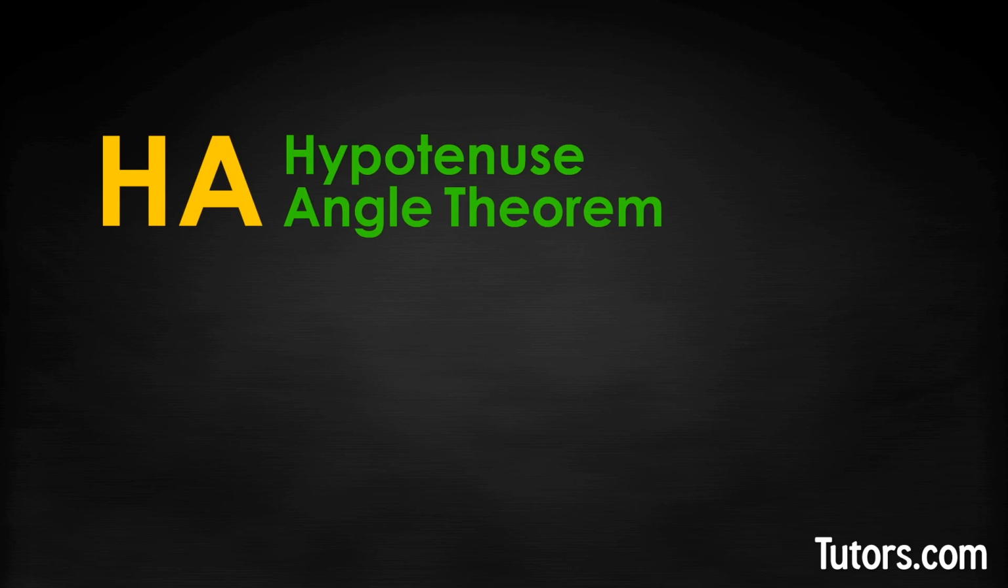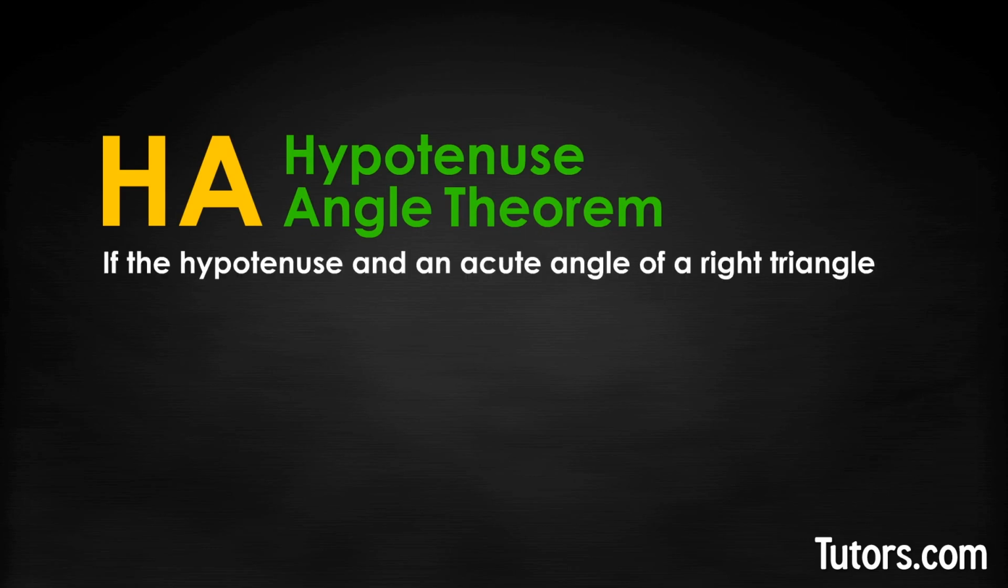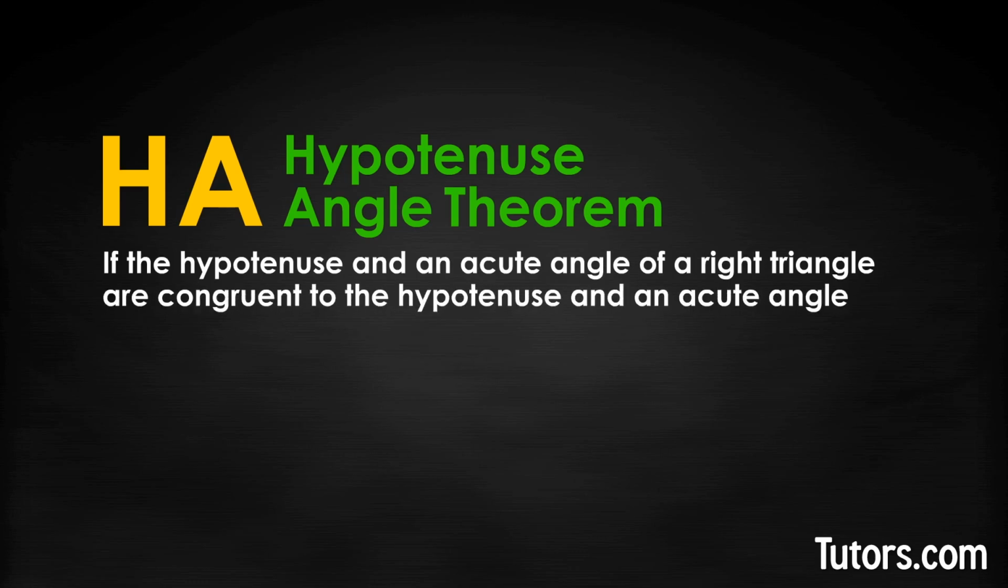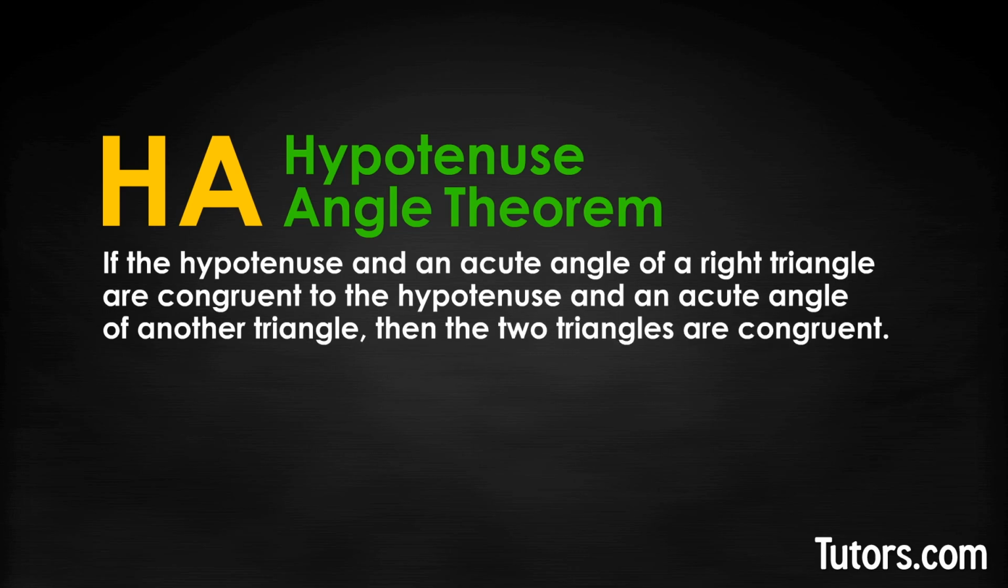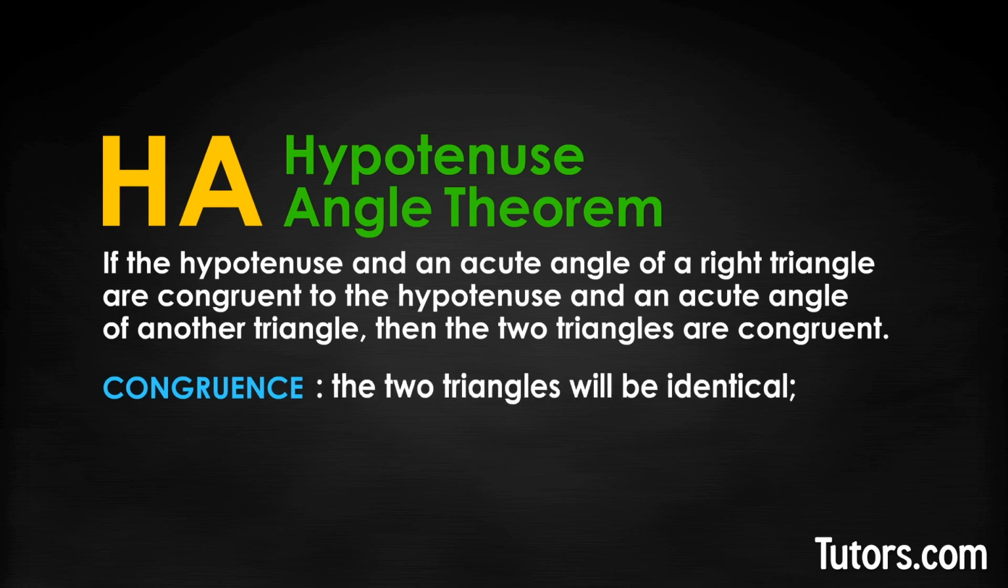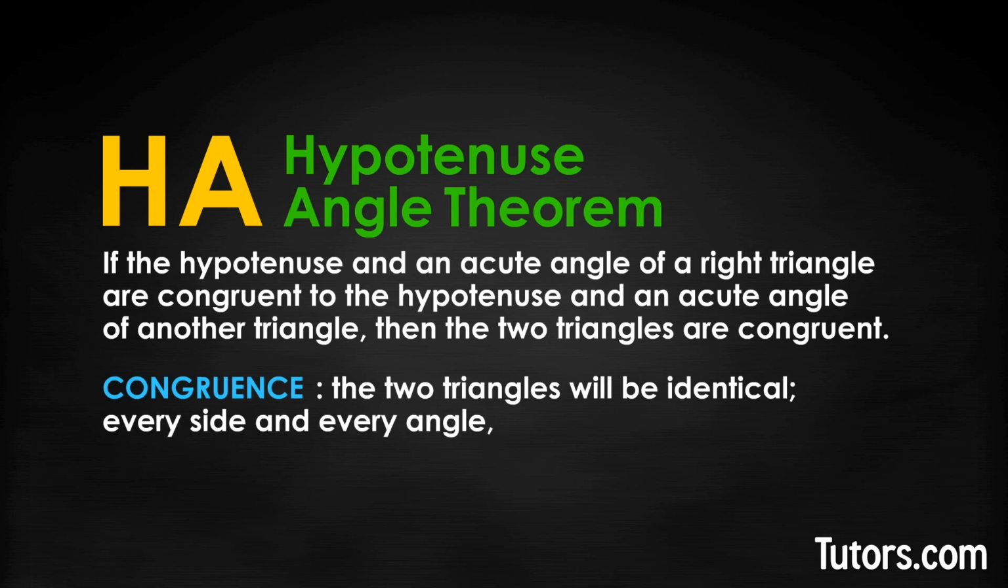Now that we have right triangles right in our heads, let's look at the HA, or Hypotenuse Angle, Theorem. The HA Theorem states: if the hypotenuse and an acute angle of a right triangle are congruent to the hypotenuse and an acute angle of another triangle, then the two triangles are congruent. Congruence does not mean just somewhat alike. It means the two triangles will be identical, every side and every angle equal between the triangles.